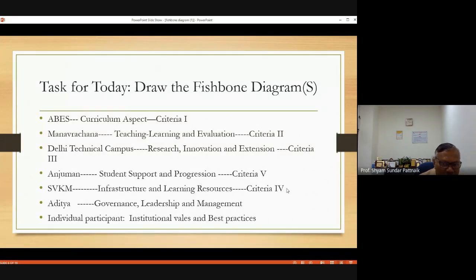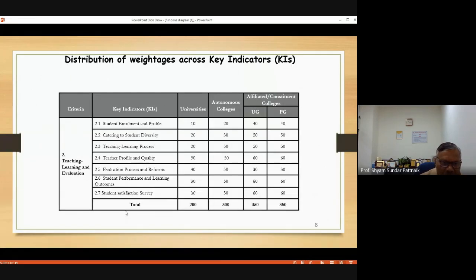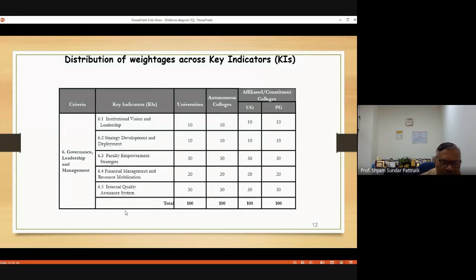For SBKM, I have already shown you criteria 4. If you have not noted it down, if you want me to show it again, I can do that. For Aditya, it is governance. So governance is the last criteria. In fact, sixth criteria, sorry. Governance, leadership, and management. The seventh criteria I have given to individual people.